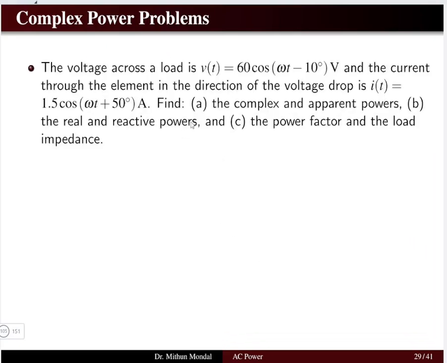So the question is, the instantaneous voltage across a load is given, having a maximum magnitude of 60, where omega is the frequency and minus 10 degrees is the angle of the voltage. The current through the element in the direction of the voltage is also an instantaneous quantity, where the maximum magnitude is 1.5 and the angle is 50 degrees, and the frequency of the voltage and current is the same. You have to determine the complex power, the apparent power, the real power, the reactive power, the power factor, and the load impedance.